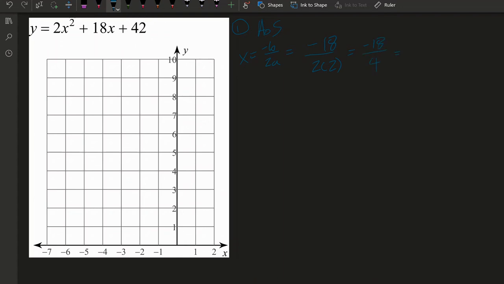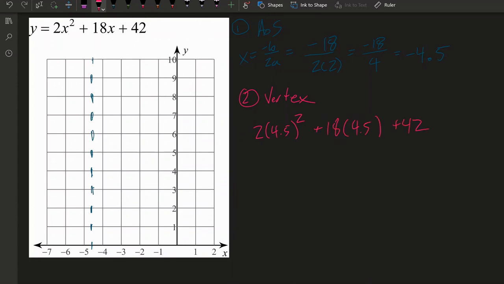That is not a whole number. That is negative 4.5. So that means that my axis of symmetry is right here at negative 4.5. Okay, step 2, let's find the vertex. If I plug that in, it's going to be 2 times 4.5 squared plus 18 times 4.5 plus 42.